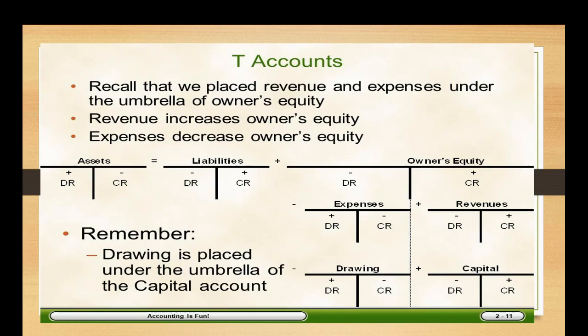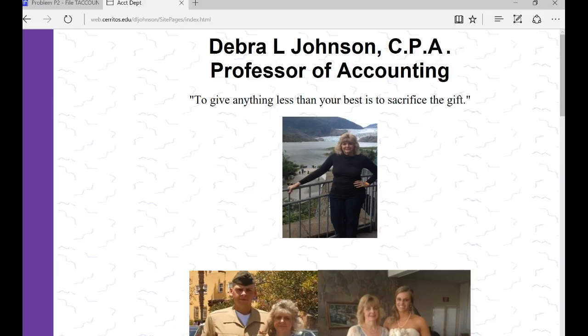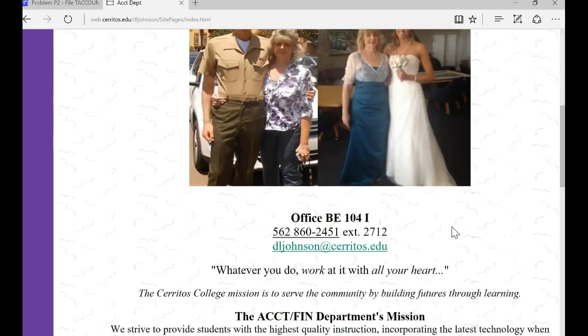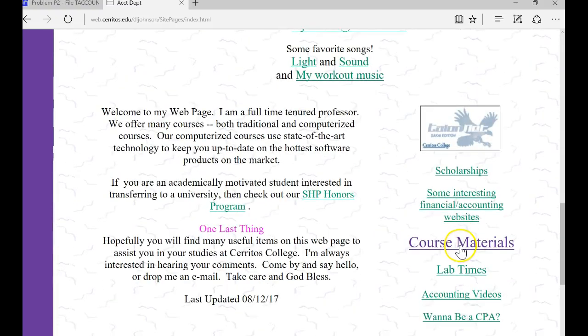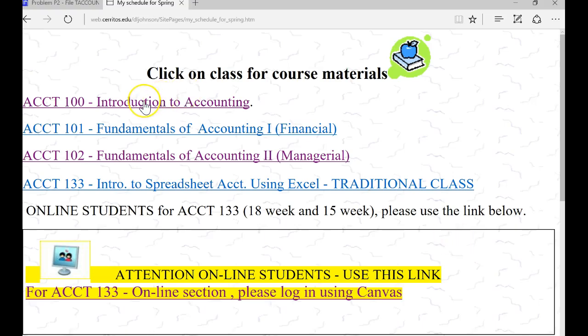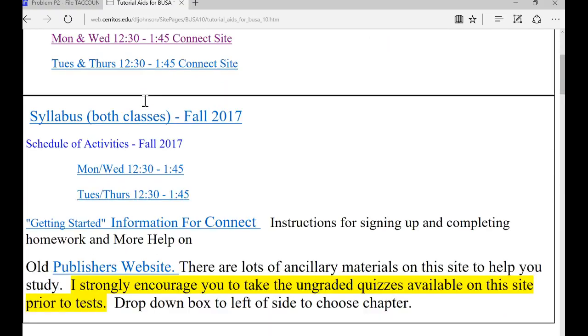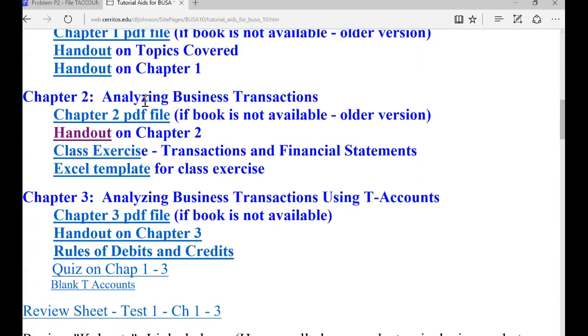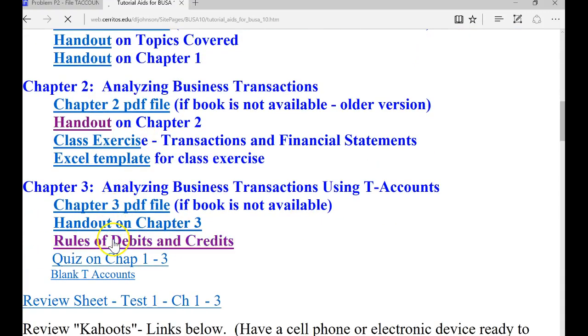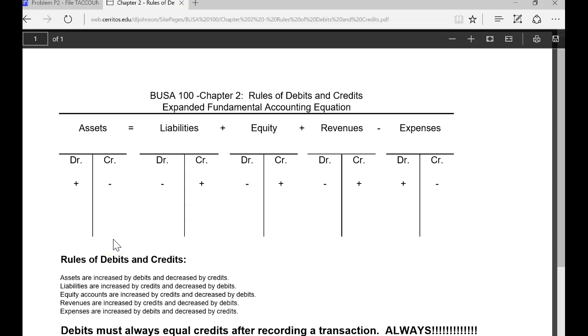If you need a little bit more guidance than that, remember that my website for my traditional classes has many handouts on it, and this is chapter 3 from Accounting 100. So if you need a little bit of brush up, you can go to my website, which you have seen before and hopefully have bookmarked. You can go to the course materials link. You can go to Accounting 100. You can scroll down to the chapter 3 handout and you'll see a handout called rules of debits and credits.